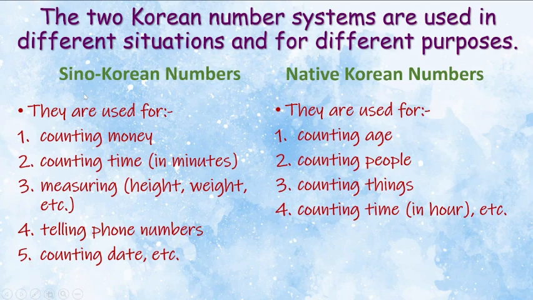For example, Sino-Korean numbers, they are used for counting money, counting time in minutes particularly, while measuring height, weight and other things, telling phone numbers and counting date. Now there are other situations also where Sino-Korean numbers are used. Okay, again I'm telling you, ये complete list नहीं है. With time gradually you will understand कि कब कौन सा number set use करना है. Okay, and native Korean numbers, they are used for counting age, counting people, counting things, counting time.